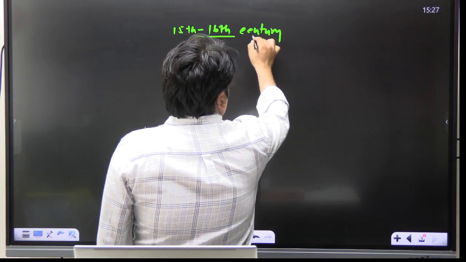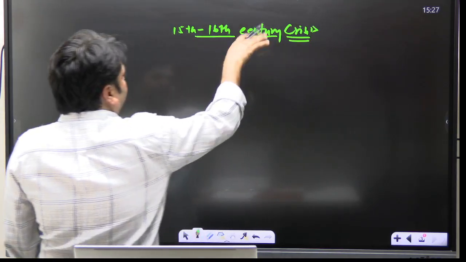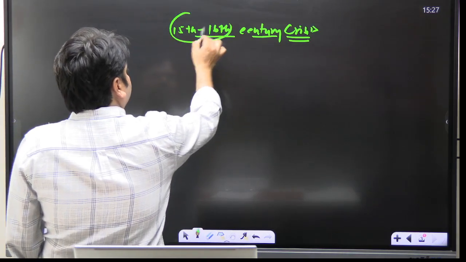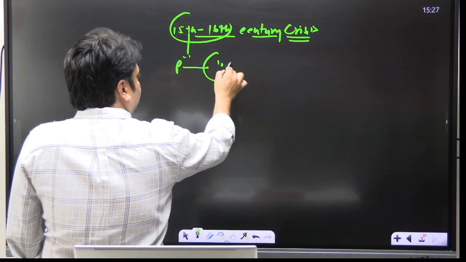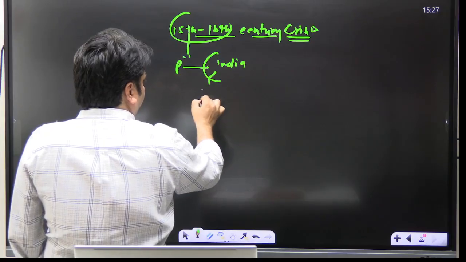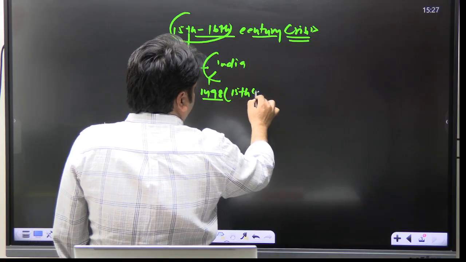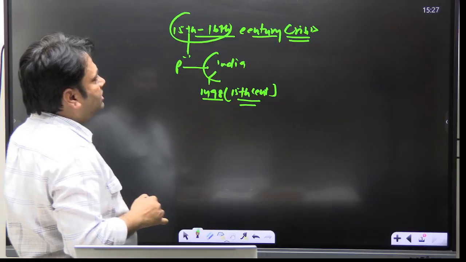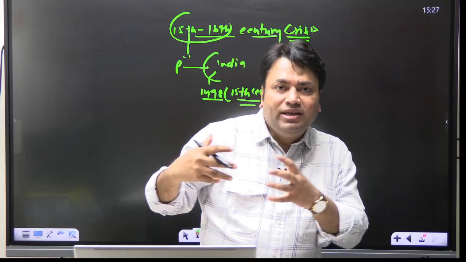And this crisis was a part of the larger crisis that entire Europe was facing. So look here, 15th, 16th century crisis, and Portuguese entered India in 1498. This is what? 15th century. So this is a crisis time in Europe. So why Portuguese came to India?